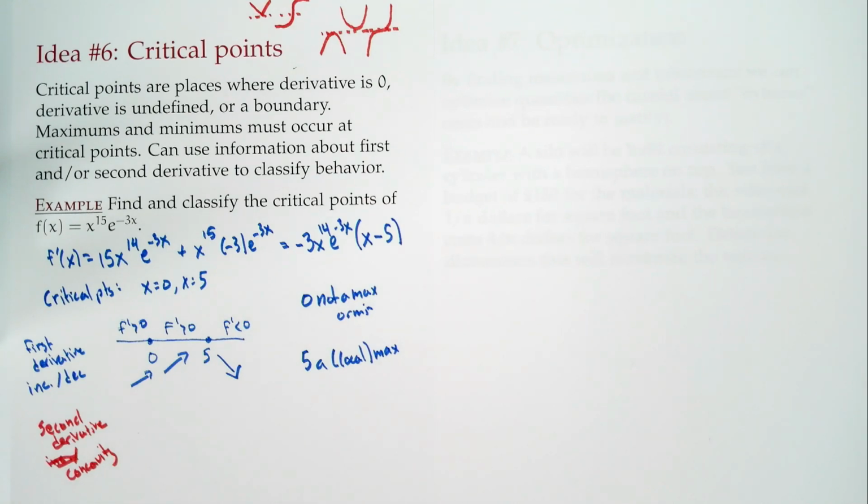The other thing is that the second derivative is potentially inconclusive. In fact, if you were to apply the second derivative test to this function at x equals 0, it turns out the second derivative is 0 because we have that huge power of x. And that's going to force the second derivative to be 0.